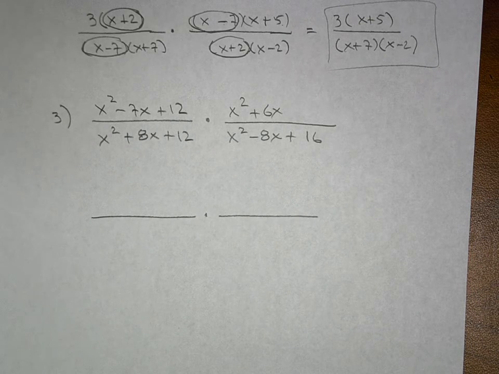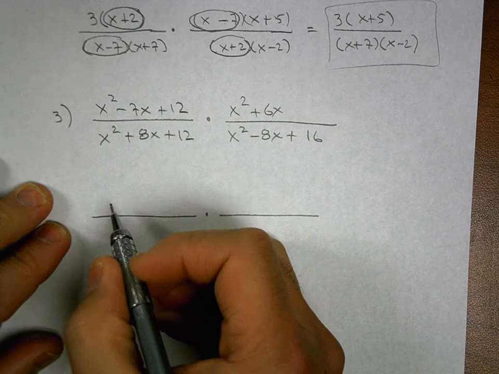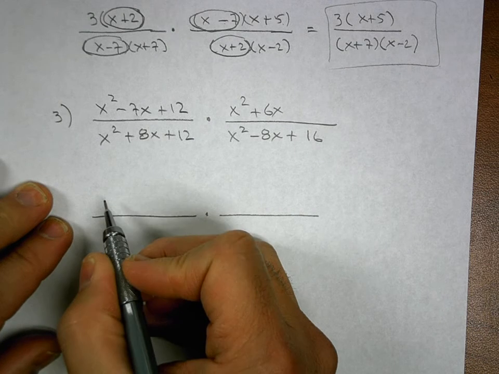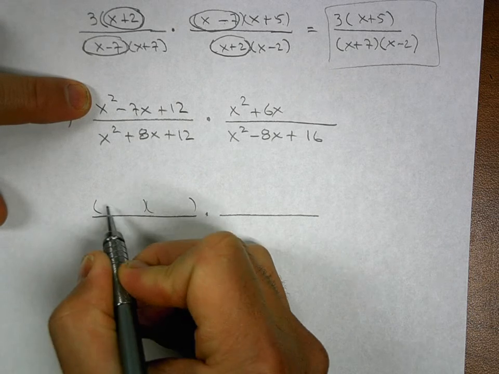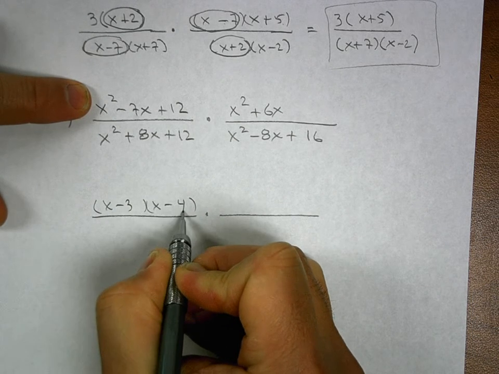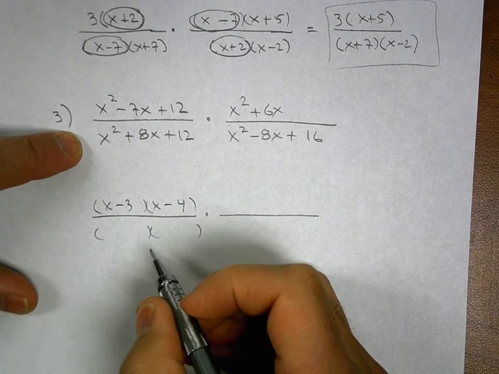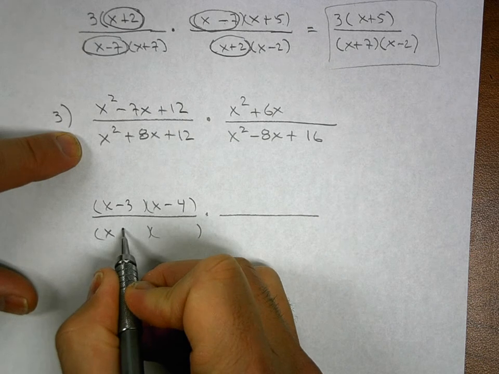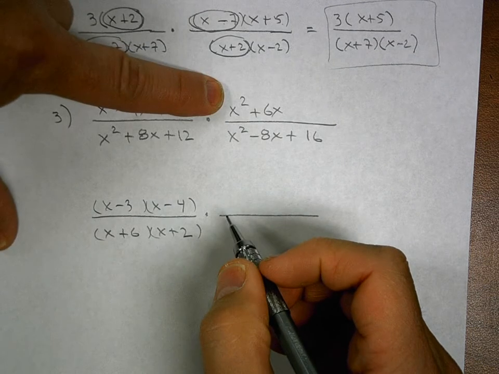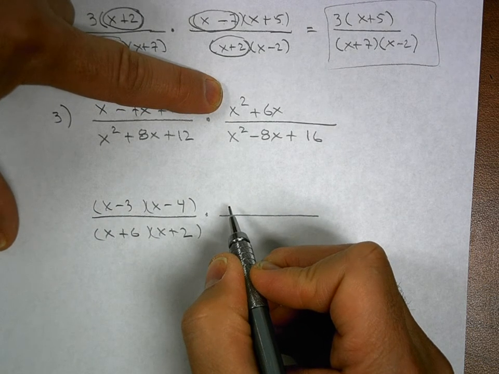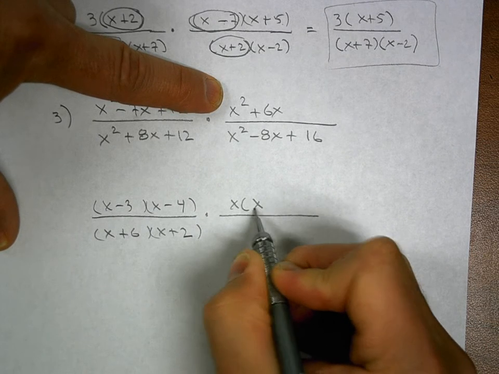Okay, let's look at the factoring here. On the top, Mo, how did this factor right there? X minus 3 and x minus 4. There you go. Then the bottom, x plus 6 and x plus 2. Okay, Sonny, how'd you factor this? X and then x plus 6. So you took a GCF out, right? x plus 6.